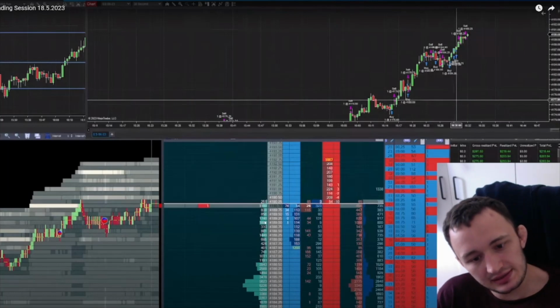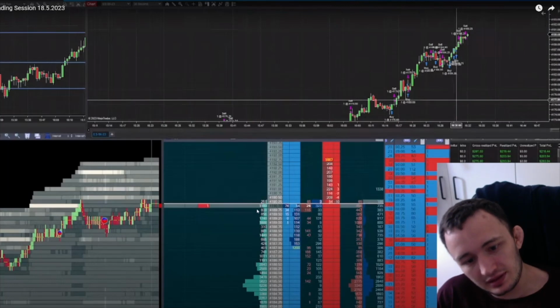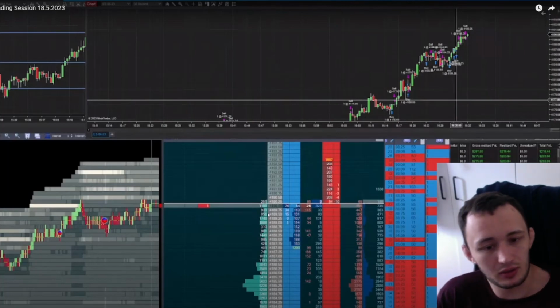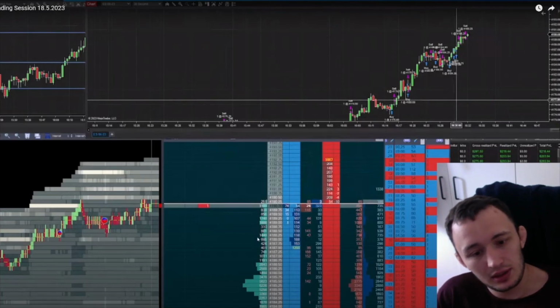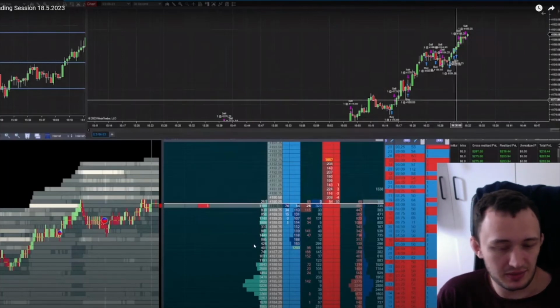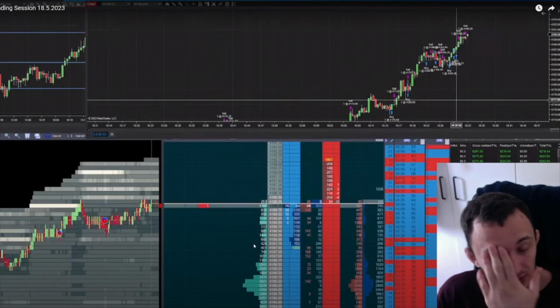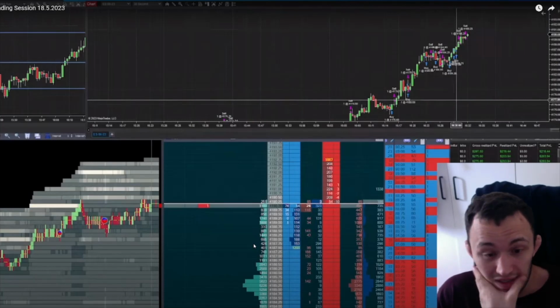But if it breaks and trades through the middle of the next bell curve, so through the point of control with the most volume, then usually it's maybe going to go down again to the bottom and then come to the top, or just go straight through to the top. But then the next bell curve is accepted. So that's my scalping style and strategy.